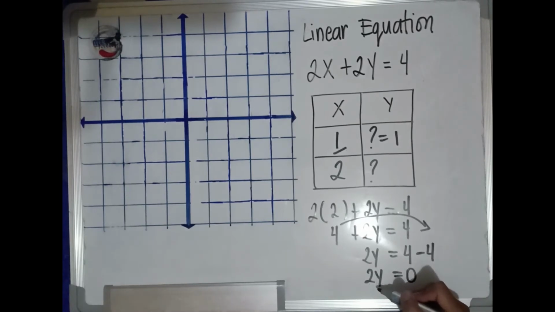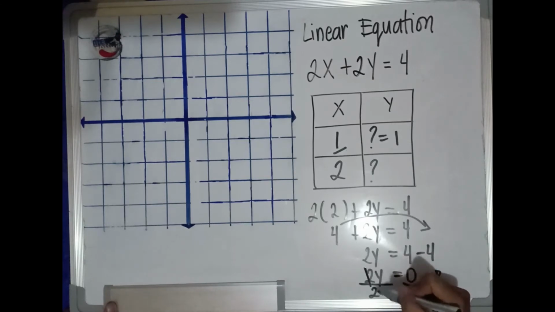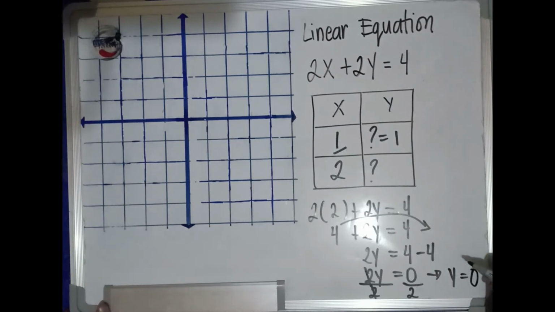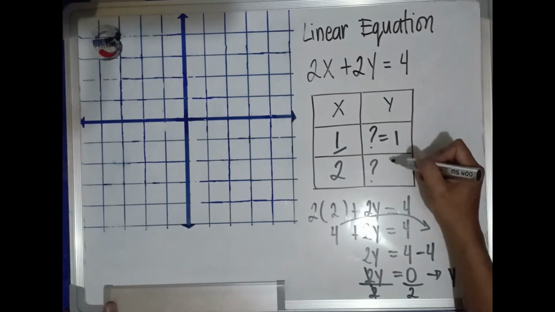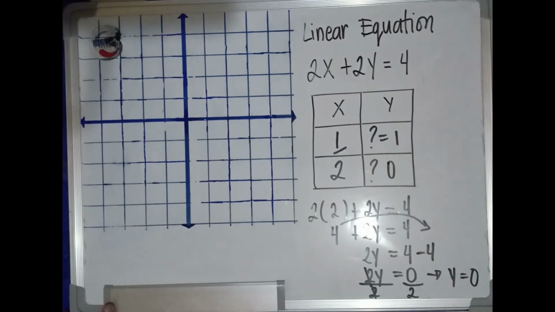Then again, you have to make this numerical coefficient equal to 1. So we have to divide both sides by 2. Now we have 2 over 2. We will cancel this, so we have y. And 0 over 2 is 0. Now, the value of y is 0 when the value of x is 2.